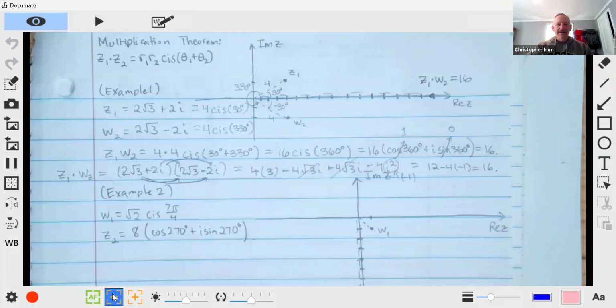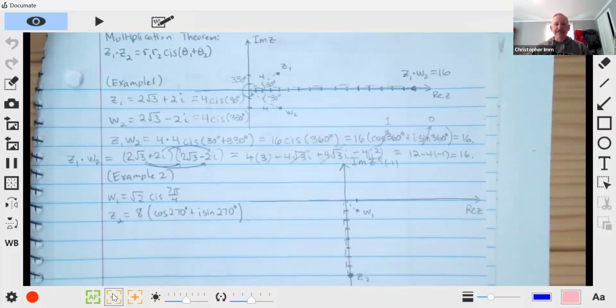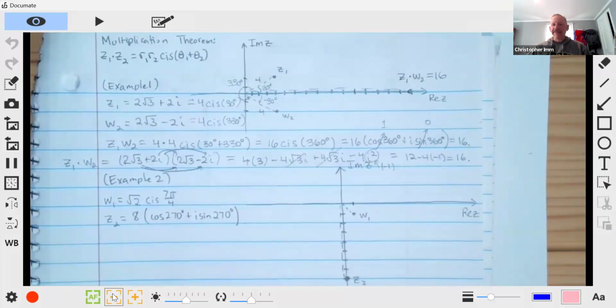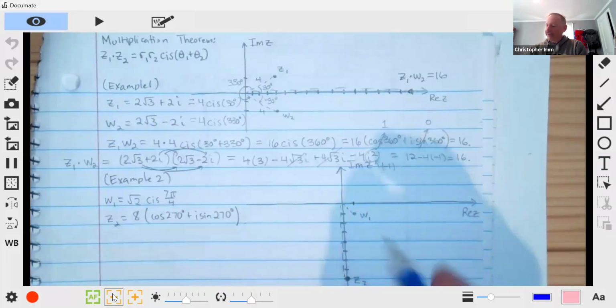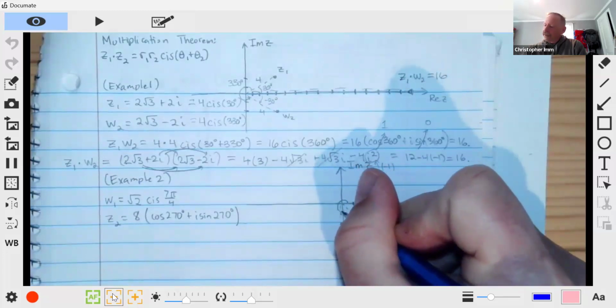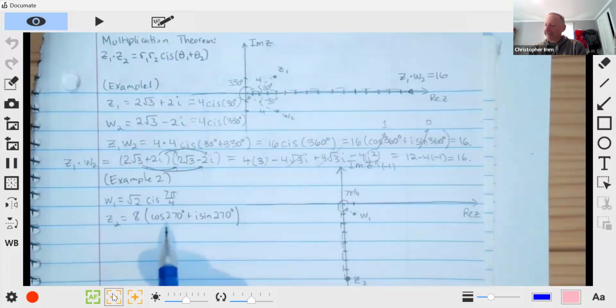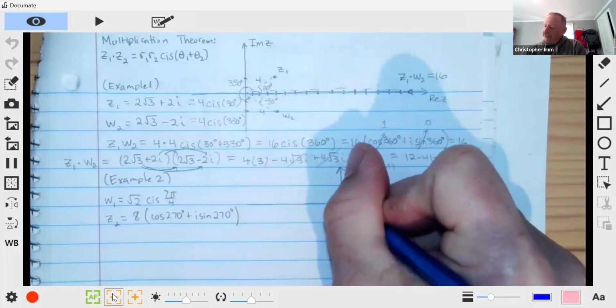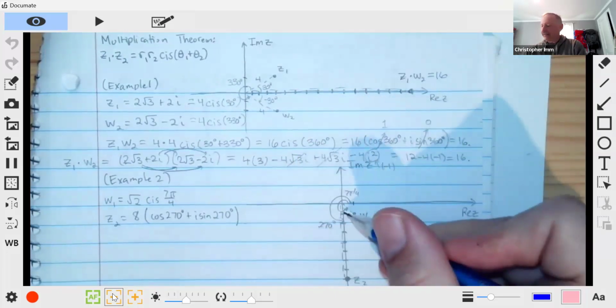Okay, let's look at another example here. I'm going to try to zoom out a little bit. So in example 2, we're going to be using this multiplication theorem again, and I already have these numbers in trig form. So I have 2 cis 7 pi over 4. I've written that over here, so there is my 7 pi over 4 angle, and then I have 8 times cosine of 270 degrees plus i times sine of 270 degrees. So 270 is going to be one of those quadrantal angles, and it's going to put me down here with a modulus of 8.